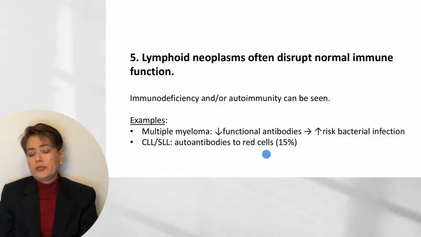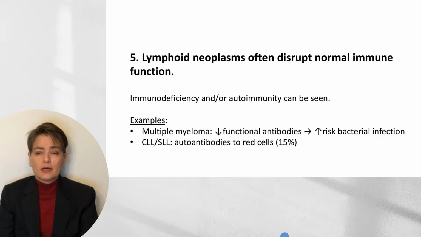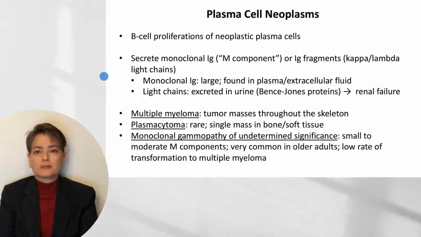The next point that you need to keep in mind as future physicians and healthcare workers is that lymphoid neoplasms will often disrupt our normal immune function. And we can get immunodeficiency and or autoimmunity, sometimes in that same patient. So for example, multiple myeloma, although we have abundant immunoglobulins, these are neoplastic immunoglobulins, we're going to have a decrease in our functional antibodies with an increased risk of bacterial infection. For one of the other tumors I've mentioned before, CLL, SLL, we can get autoantibodies to red cells in about 15% of patients.